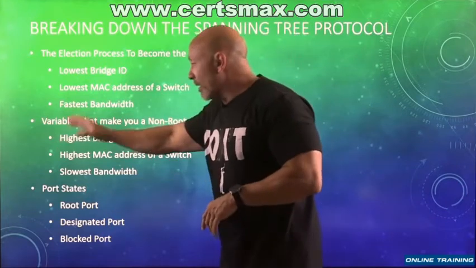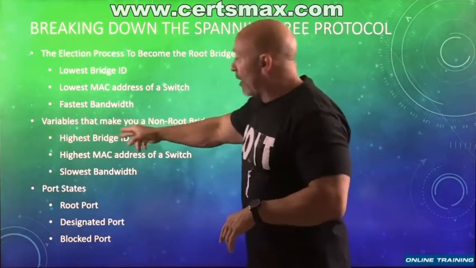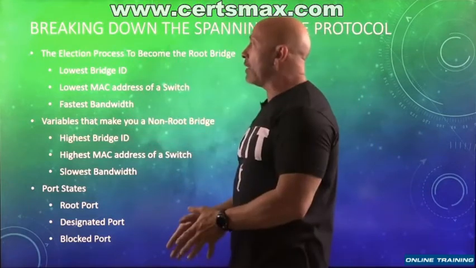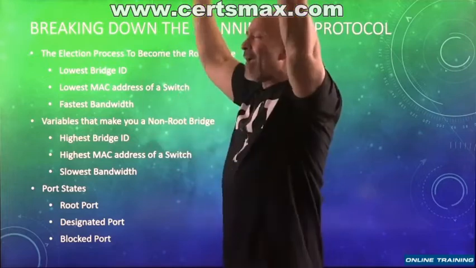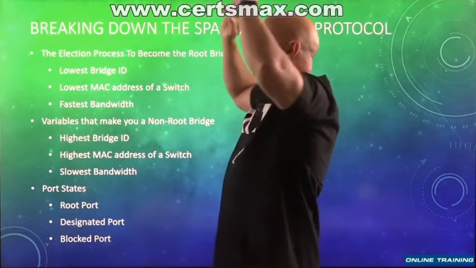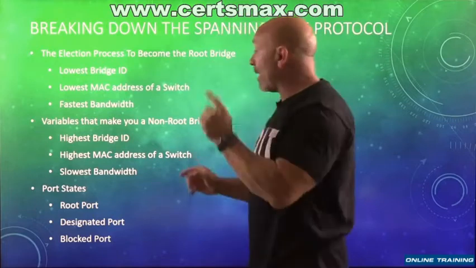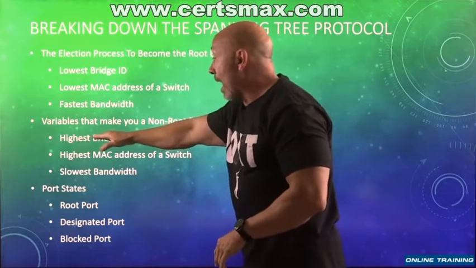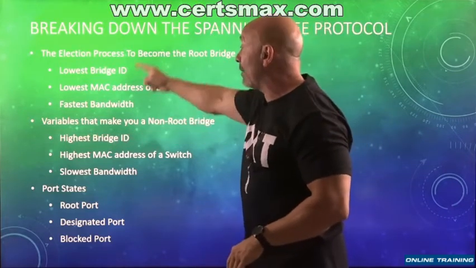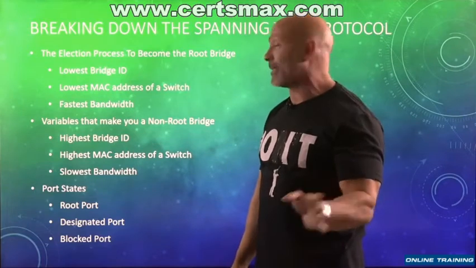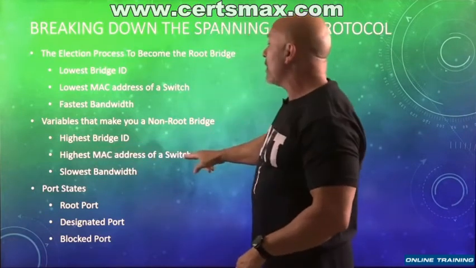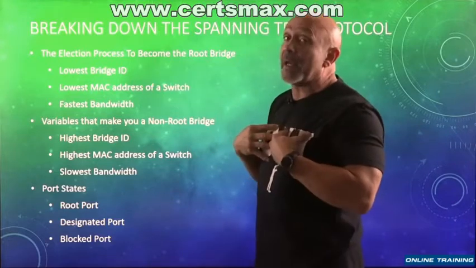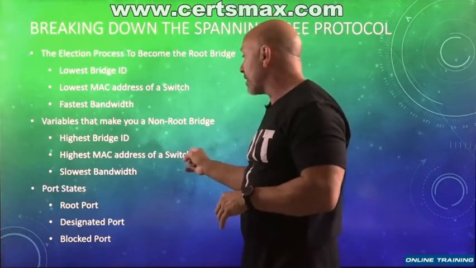Now, I put together the variables or criteria to make it a non-root bridge. So we decided, hey, we got a root bridge. It found the lowest MAC address. Hey, I'm the root bridge. So you're not. That means that other switch either has a higher bridge ID, which I said by default they're all 32769, so if it used the higher MAC address, that means the root bridge has a lower MAC address. So it's using the MAC address.